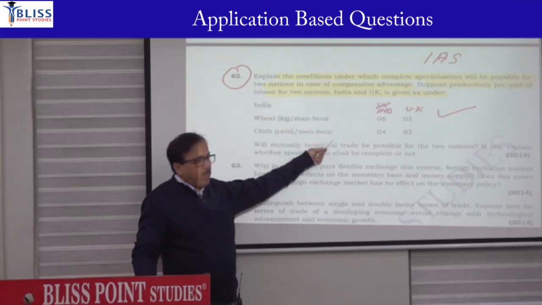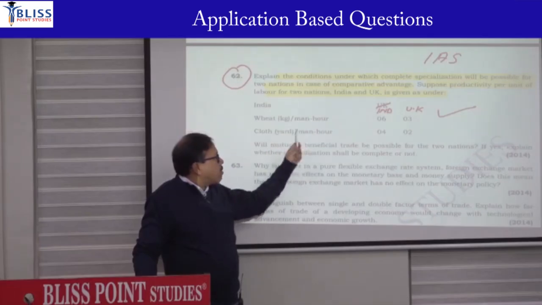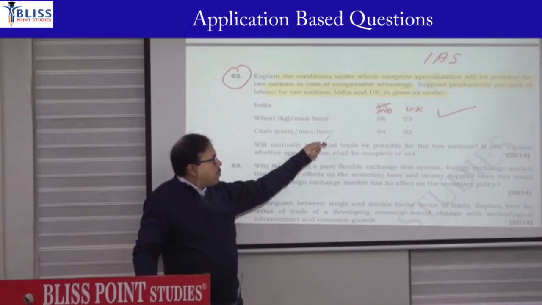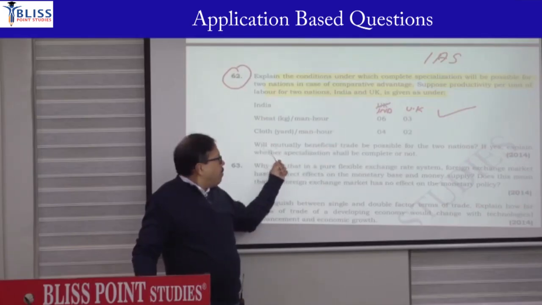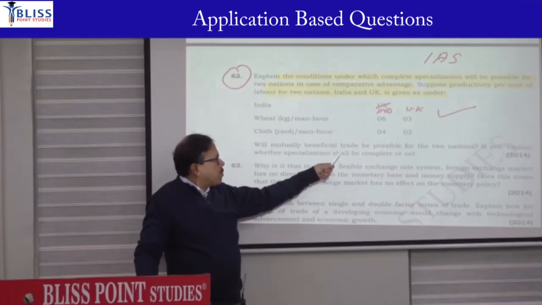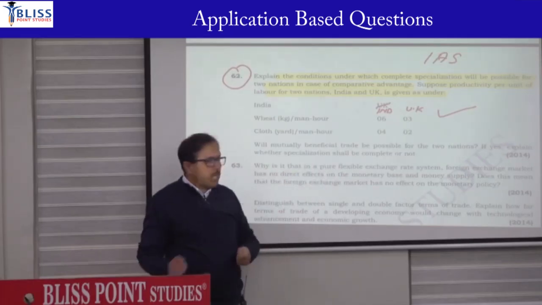जस्ट ब्रीफली आप ये इंफॉर्मेशन कॉपी कर लो. Wheat per hour और cloth in terms of per man hour. इंडिया में 6 और 4 है, यूके में 3 और 2 है. और क्वेश्चन कह रहा है, will mutually beneficial trade be possible between two nations? If yes, explain whether specialization shall be complete or not.